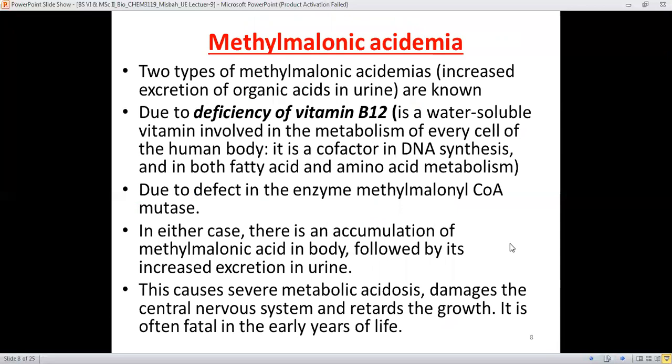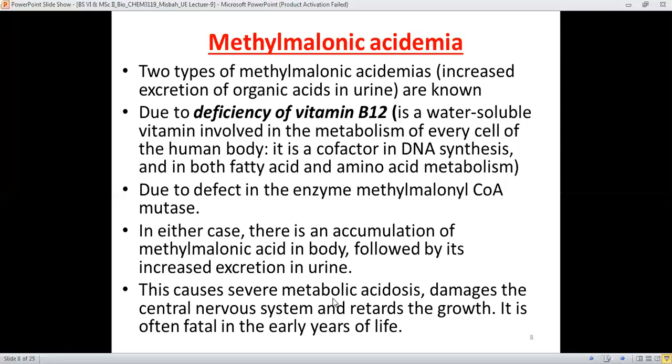Here is methylmalonic acidemia, and there are two types of methylmalonic acidemia, which is due to the increased excretion of organic acid in the urine. It means that organic acids are going to be released in the urine. They are regarded as the acidemias. It means the increased acidity or the low pH of the urine, and it's due to the deficiency of vitamin B12.